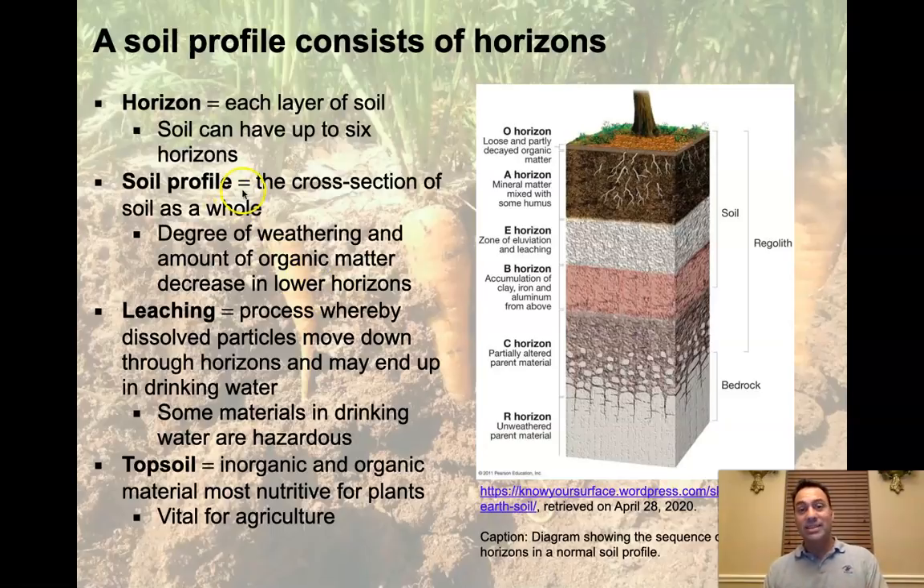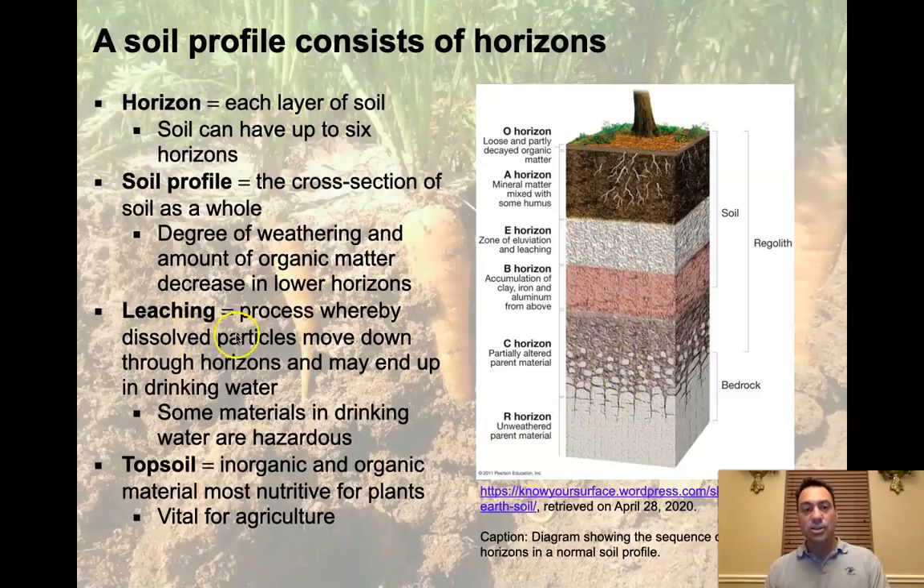So a soil profile is the cross section of the soil as a whole. So here we see a profile of a soil, okay, with the brown material up on top, and it's going to change color pretty dramatically as we go down through that profile down to the rock. This is a result of the degree of weathering and amount of organic matter that decrease in lower horizons. So we've got a lot of organic material up here on top, not so much down here, and that's going to have a chemical effect that's going to result in these differences.